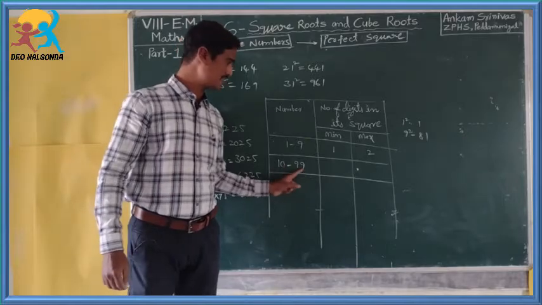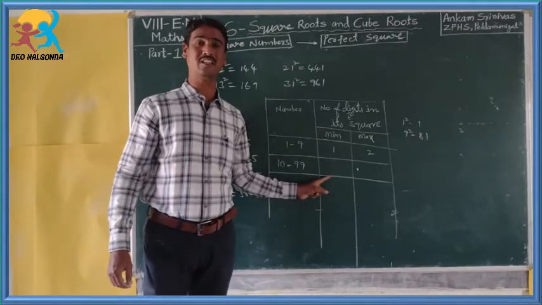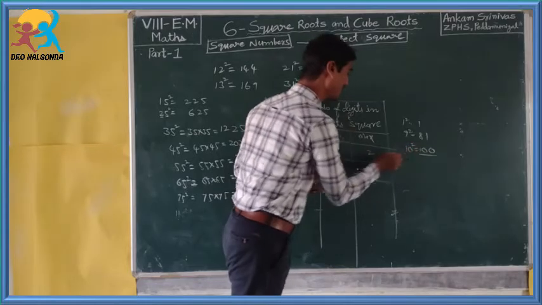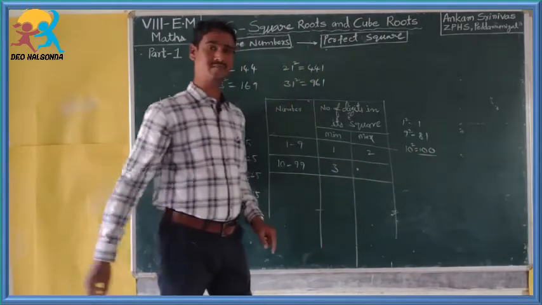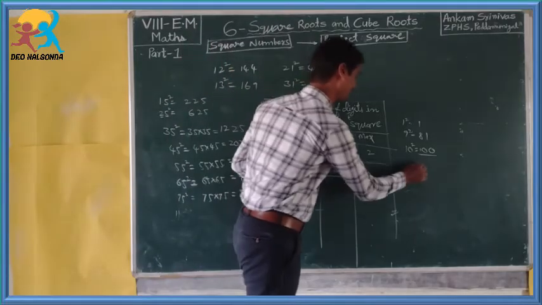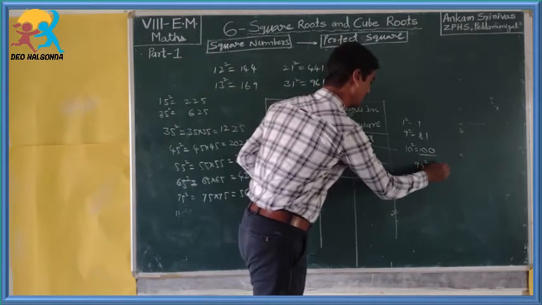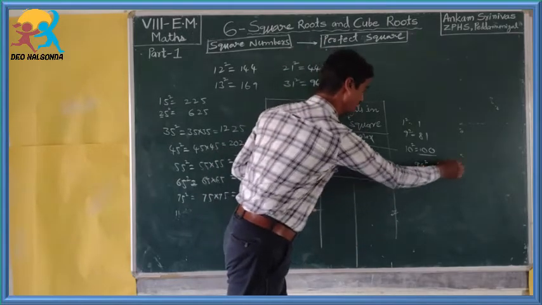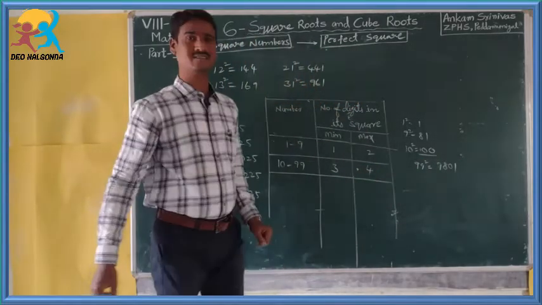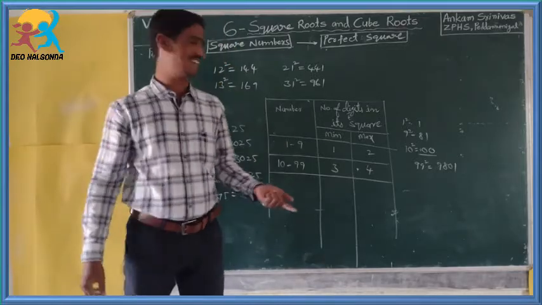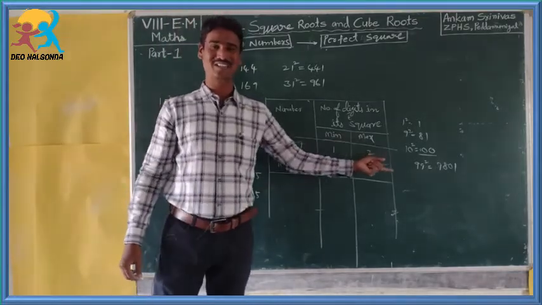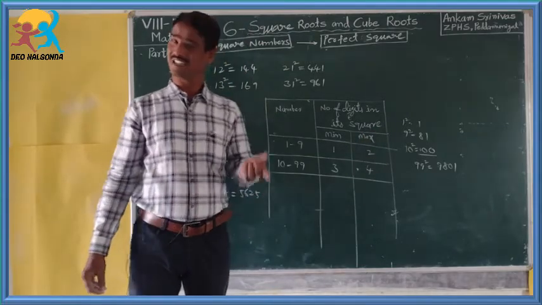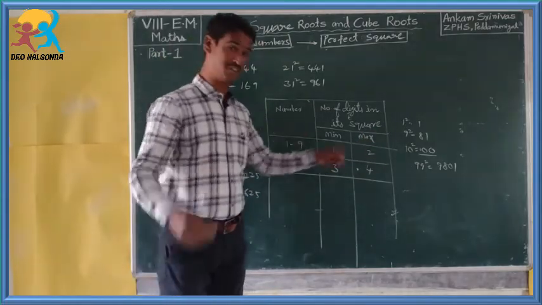If I take 2 digit numbers, what is the minimum number? 10 square. How much? 10 square is 100. There are 3 digits. Minimum 3 digits. 99 square is 9801. So 1, 2, 3, 4 digits. Do you know how to write 9 square, 99 square, 999 square? See, we are going to learn here.